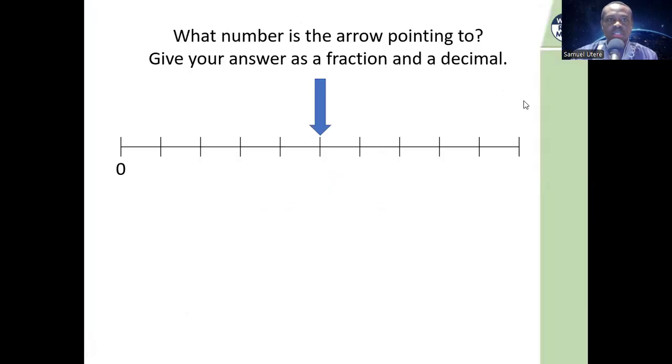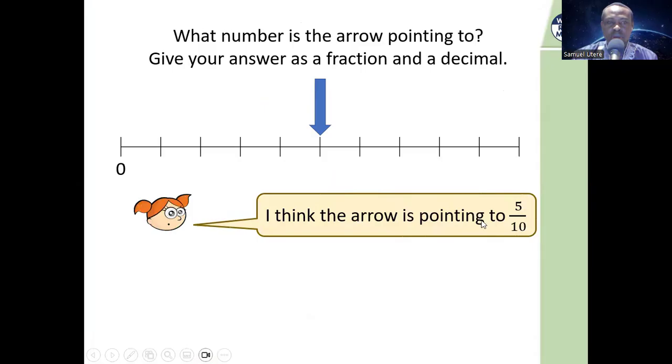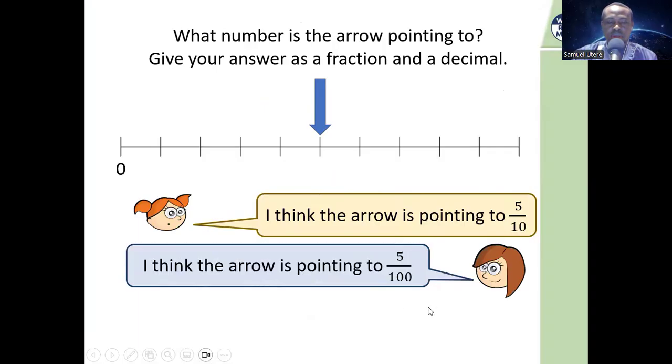If you were given this number line and you were asked, what number is the arrow pointing to? Give your answer as a fraction and as a decimal. Well, Rosie thinks that the arrow is pointing to 5/10. And Annie thinks that the arrow is pointing to 5/100ths. Who do you agree with? Pause the video and have a think.